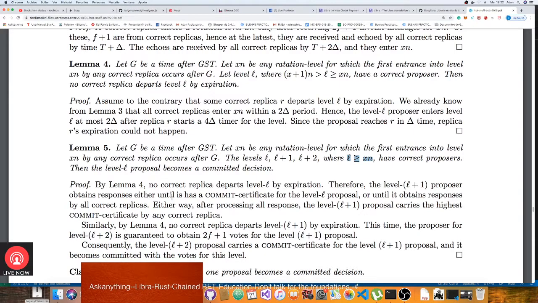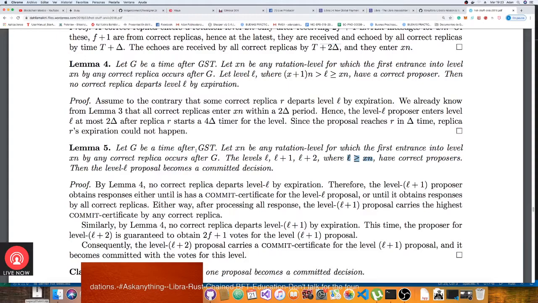So this final lemma is about, let G be a time after GST. It's the same condition. So you change the evaluation of the measures and the thing that you need for the commit decision. That is all about this algorithm. It's the finality of this algorithm.